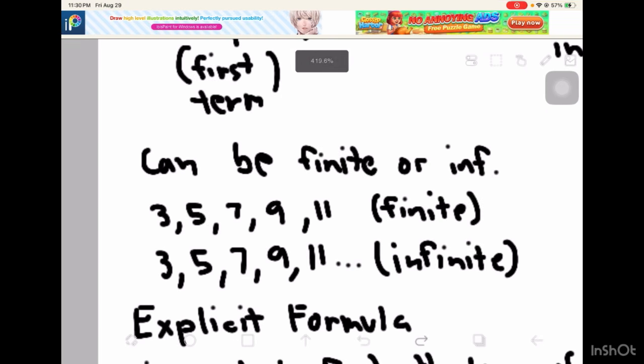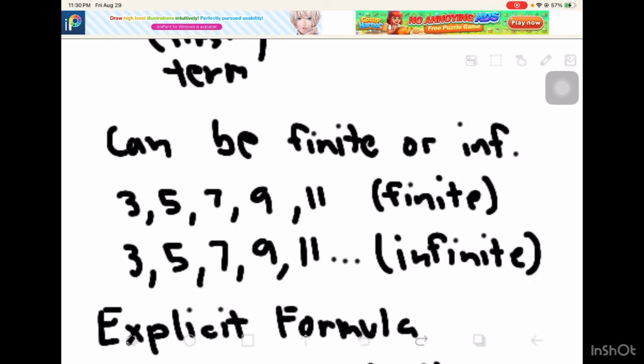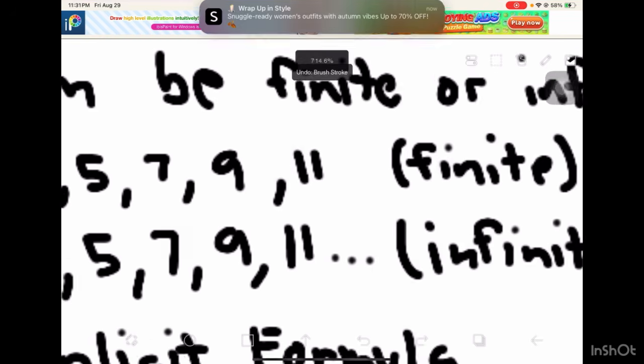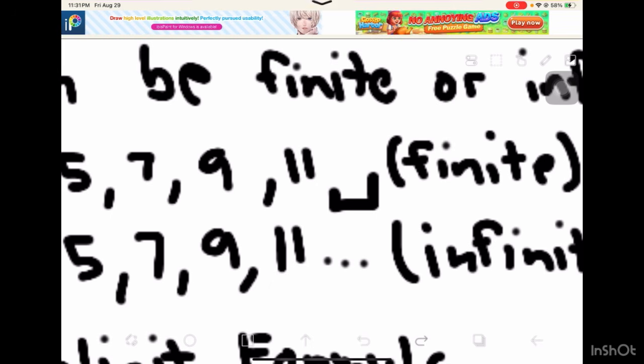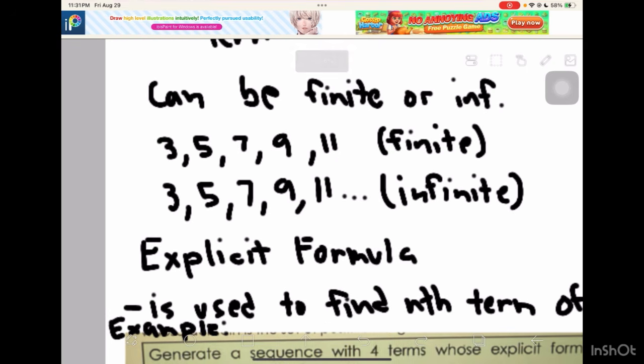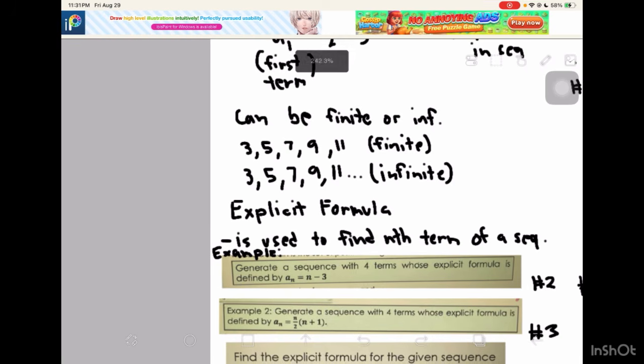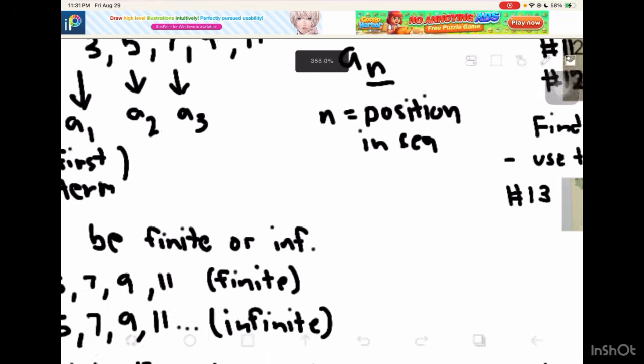These arithmetic sequences can be finite or infinite. You just need to look out for this ellipsis to indicate that it's infinite. If there's none, it's called a finite sequence. Let me mute notifications. All right, let's continue. To find a term easily, we can use this a sub n, right?